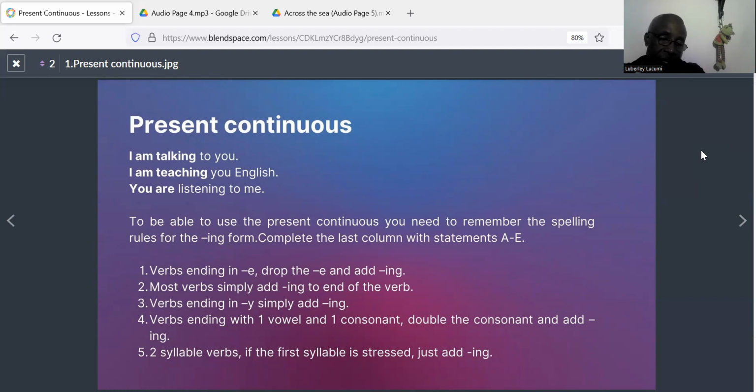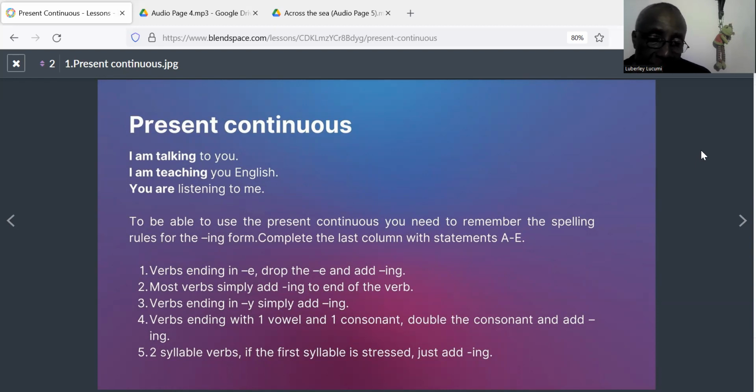Okay, the fourth one. Verbs ending with a vowel and a consonant, we have to double the consonant and add ing. For example, run. Run ends with a vowel and a consonant, so I have to double the consonant and add ing. Base form, run. In present continuous, running with a double consonant.